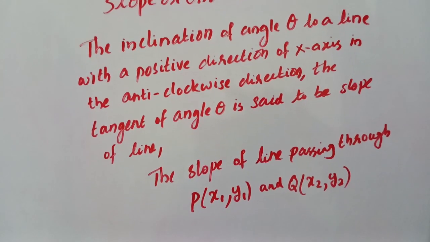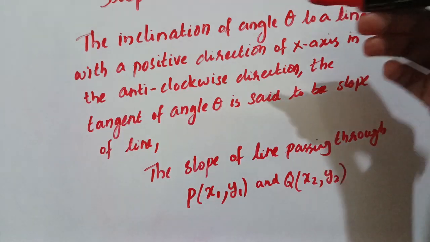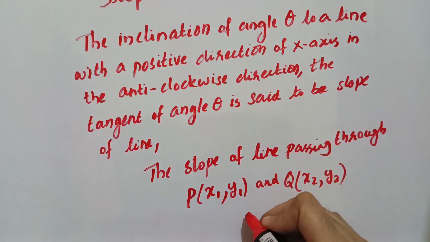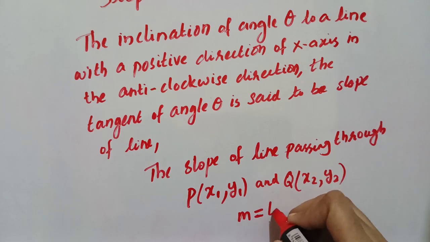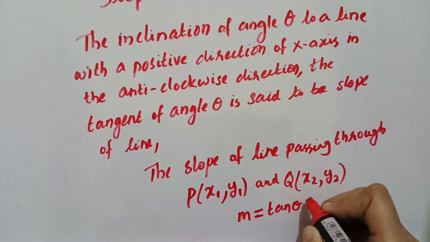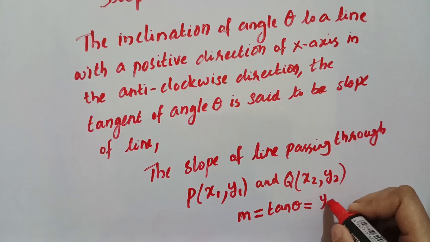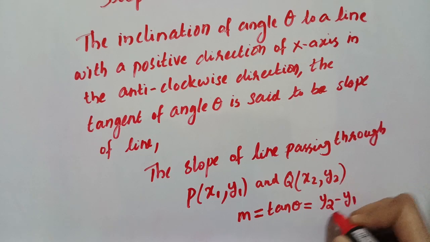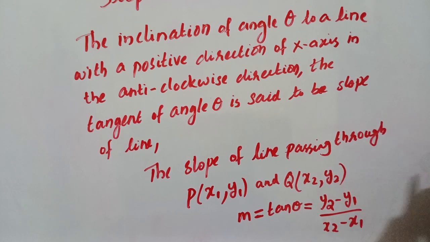The slope of a line passing through points P of x1, y1 and Q of x2, y2 is given by m is equal to tan theta. That is, as we were told, it is the tangent of angle theta. Then tan theta is equal to y2 minus y1 by x2 minus x1. This is the slope of the line.